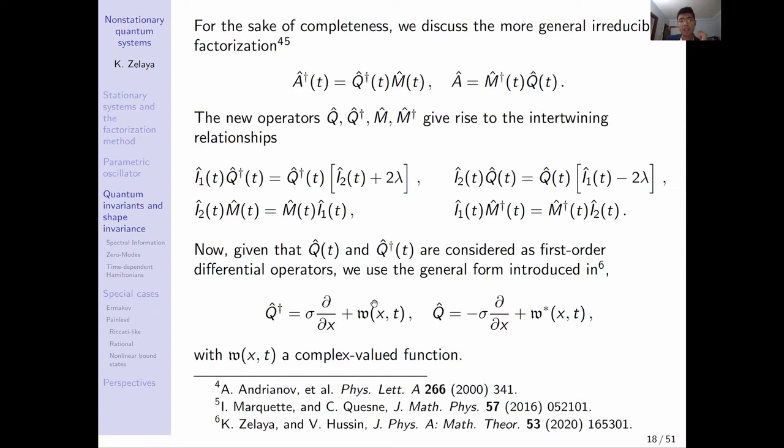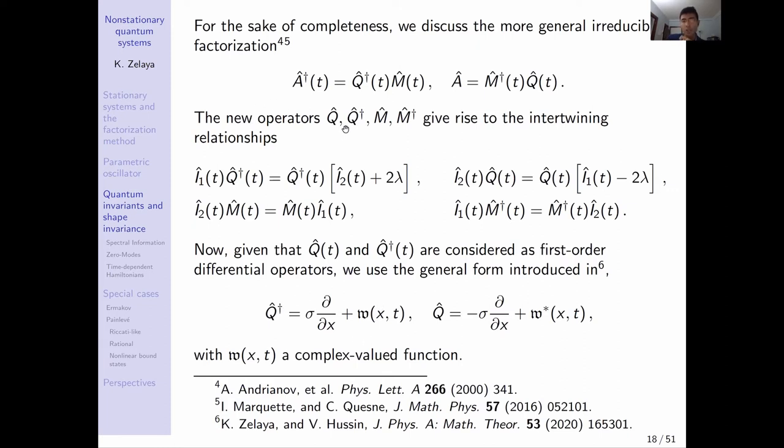Here, following some results we found in a previous paper, we consider this Q operator of this form, where omega is a complex value function. For stationary cases, this has been done in a similar fashion, but there sigma is 1, and omega is just a real value function of X. So in order to introduce the time dependence in the construction, we need to introduce a complex value function omega, and also a function that depends on time as well.